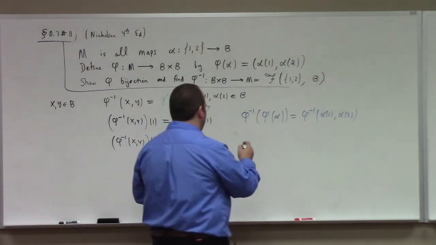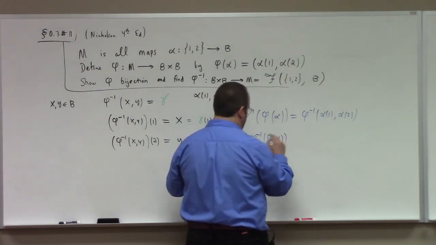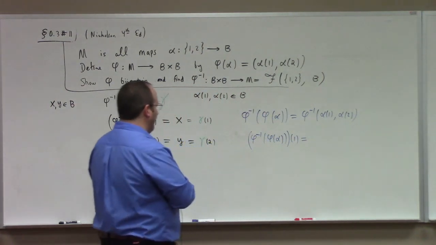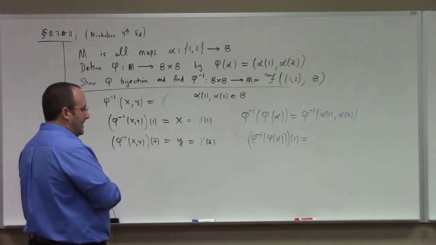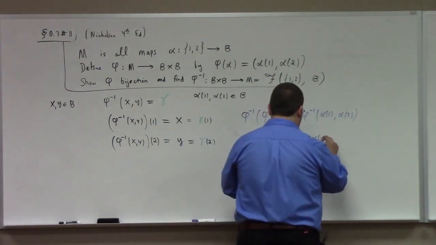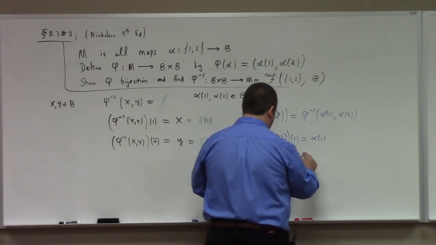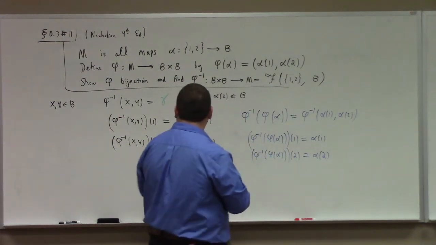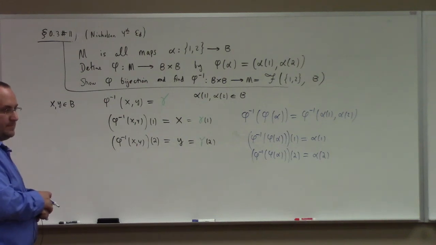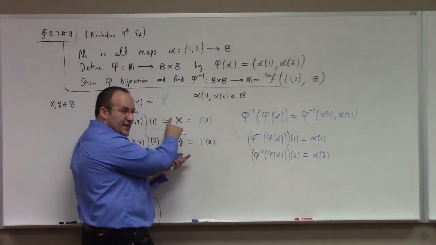So I don't have words. The inverse of phi of alpha. This is supposed to be a map. What happens when we feed it 1? We get alpha 1, right? And likewise, we get 2 by our definition here. That's why I couldn't switch the roles of x and y. If I had done that, it wouldn't have actually been an inverse.